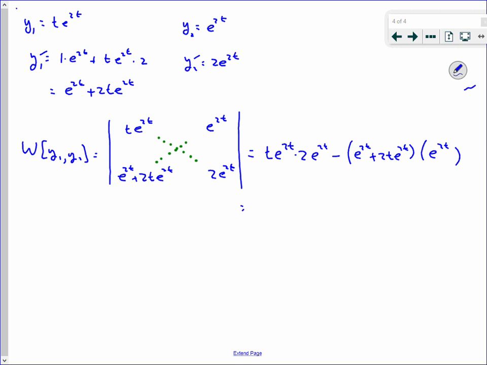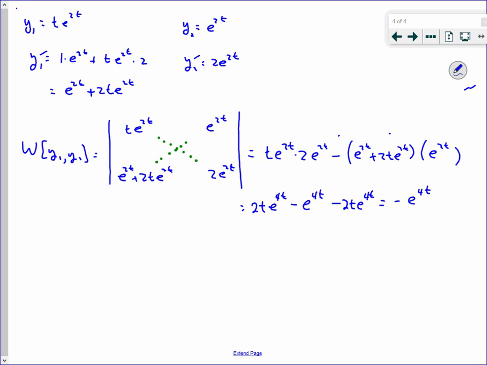So this is going to be 2t, and e to the 2t times e to the 2t is e to the 4t. And when we distribute and multiply this out, it's going to be minus e to the 4t. And then minus 2t times this, minus 2t e to the 4t. So the 2t e to the 4t and the negative 2t e to the 4t cancel. We're left with a negative e to the 4t.